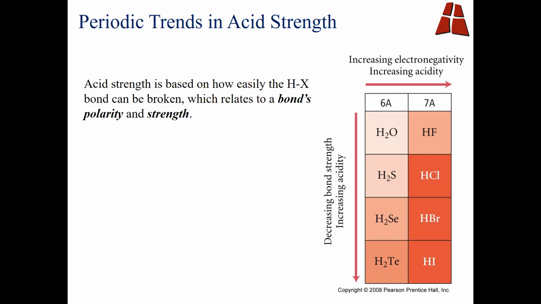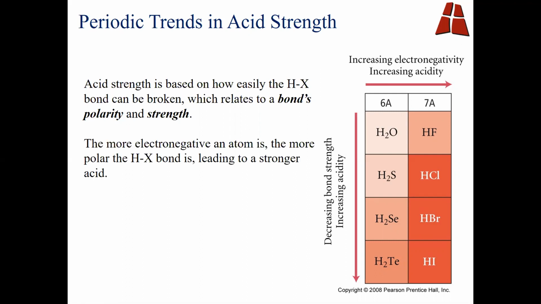First is talking about periodic trends with regards to acid strength. Basically there are two things that we need to consider, and it relates to how easily a bond can be broken between a proton and whatever it is bound to. The first thing is electronegativity. So the more polar our HX bond is, the stronger our acid will be, generally speaking.